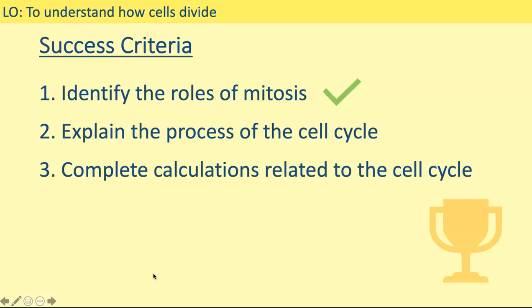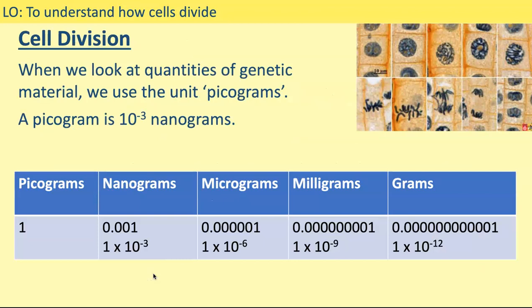So we've looked at the roles of mitosis. Now we're going to explain the process of the cell cycle. So before we go on to the cell cycle, I just want to have a look at the units that we use to measure the genetic material.